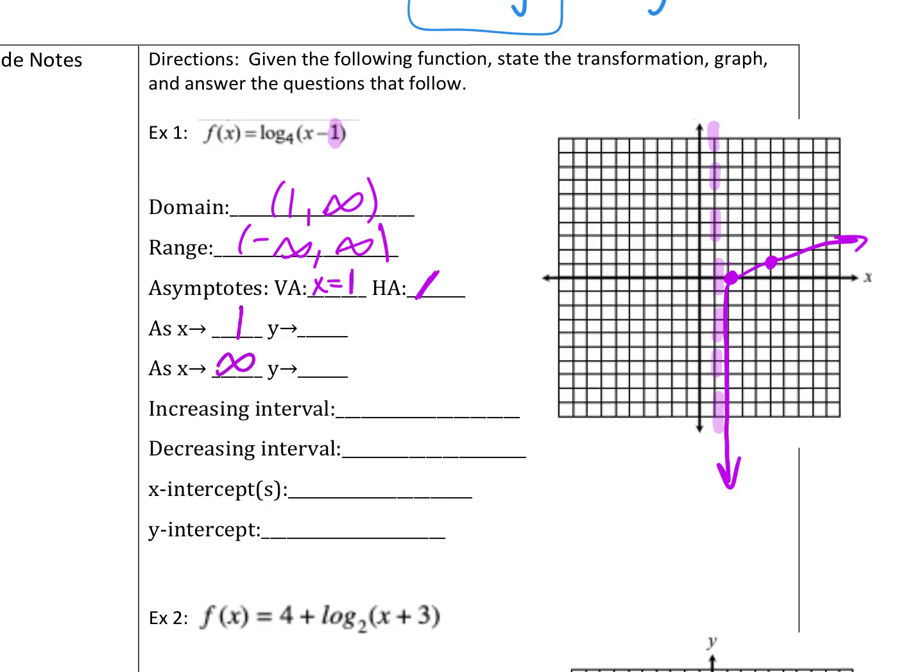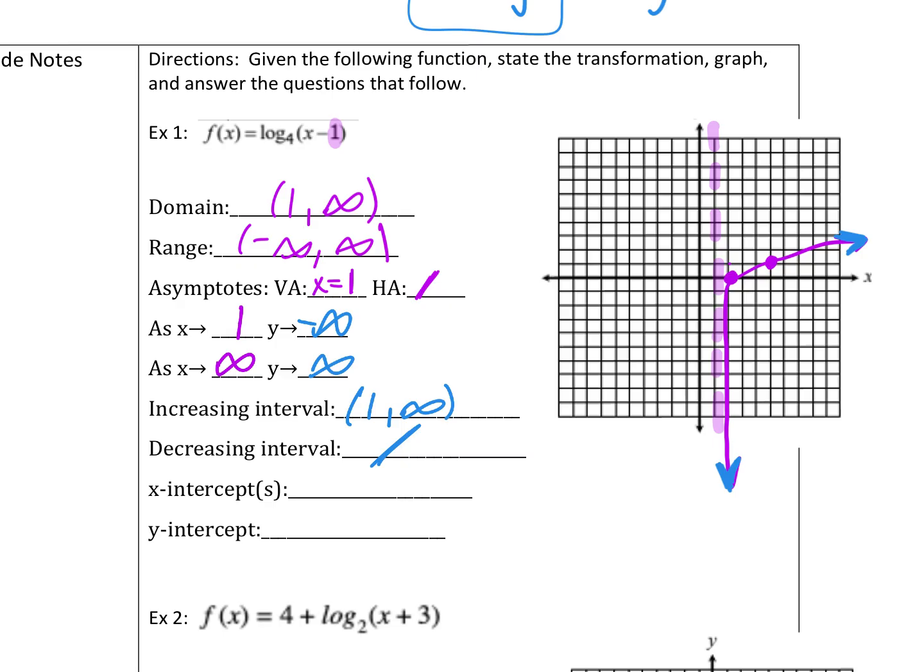So if I look, when x goes to 1, that left arrow, what's y doing? Negative infinity. And what about as x goes to positive infinity, as x goes to the right arrow? It's going up forever. Good. What type of roller coaster is this? Increasing. What would we put there? 1 infinity. Yep, always the domain.